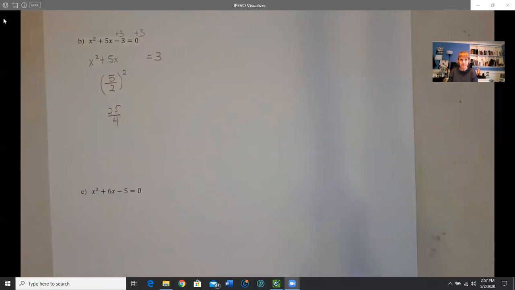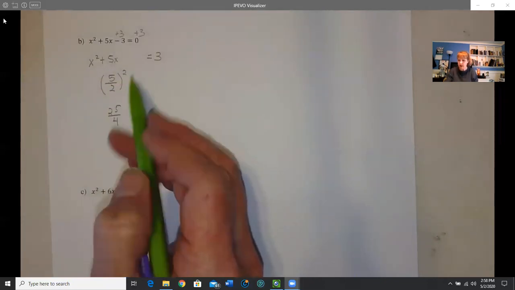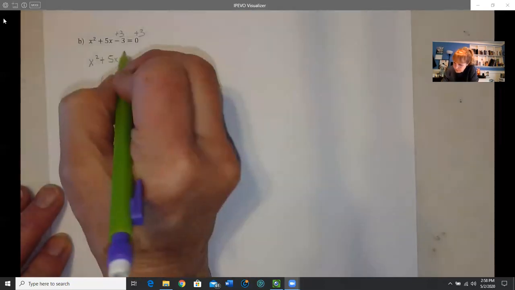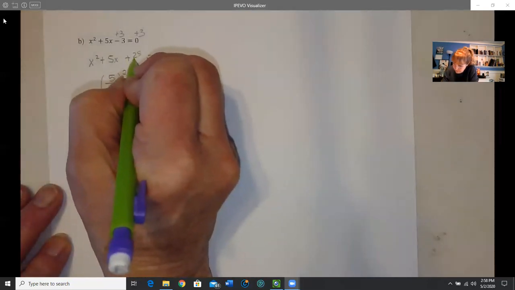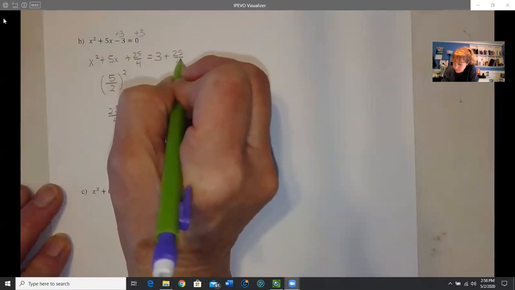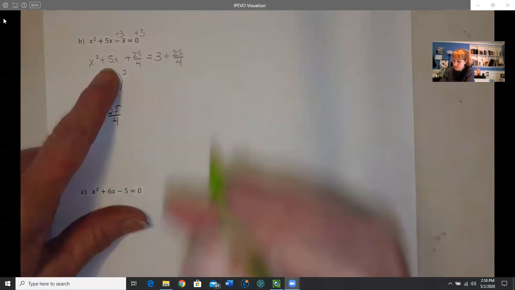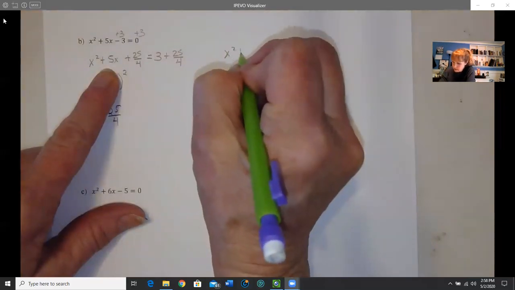Okay, when I square it. So I divided by 2. I couldn't simplify it, so I'm just going to leave it. Then I'm going to square it. So I divided by 2. Then you square it, and you get 25/4. Okay. Now this side right here, we're just going to write x squared.